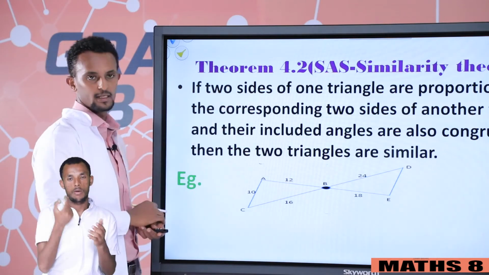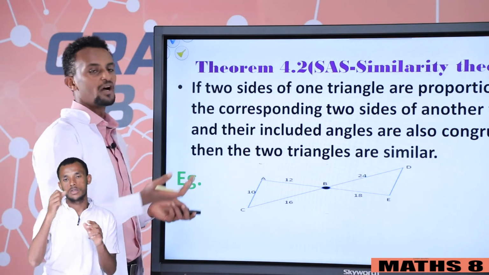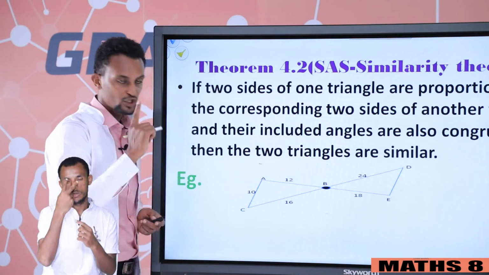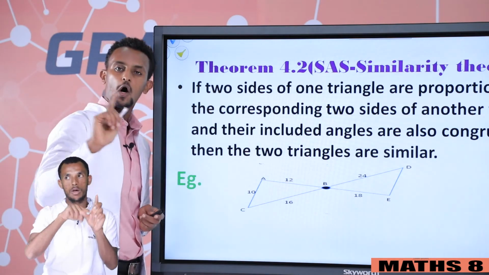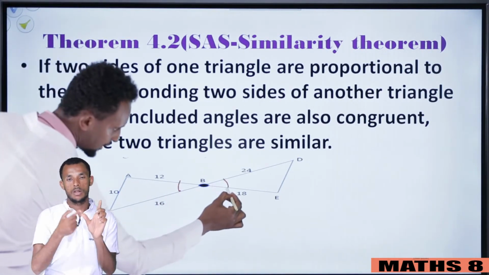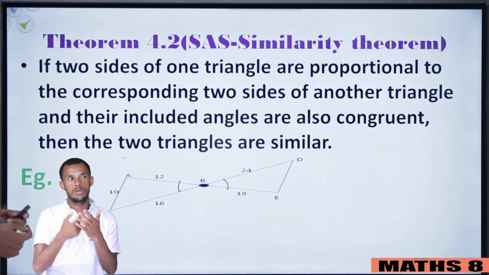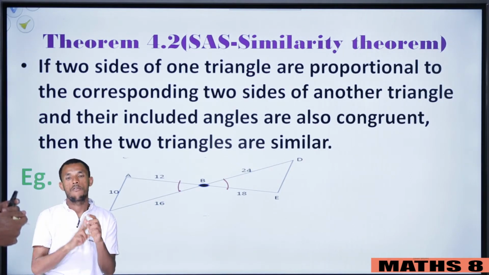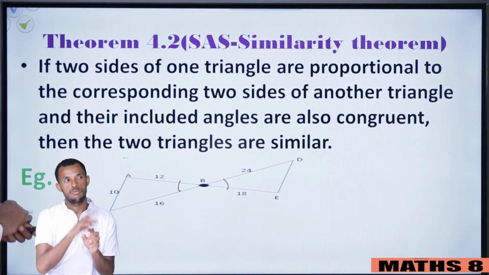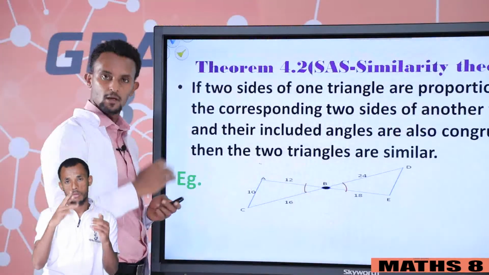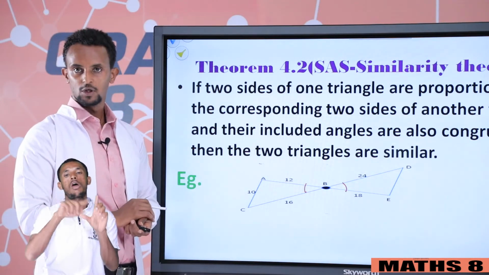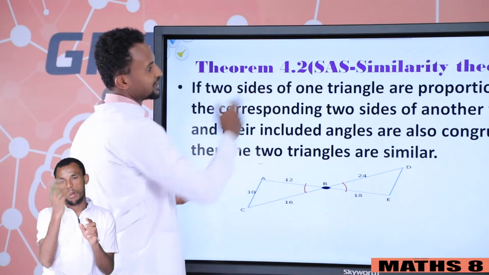Before using the side angle side similarity theorem, let's use the angle similarity theorem. To solve this, we have to check that two angles are congruent. So we have this angle congruent to this angle because they are vertical opposite angles. Do you have another angle here which is congruent to each other? No. Therefore, we don't use the angle similarity theorem. So let's come to side angle side.